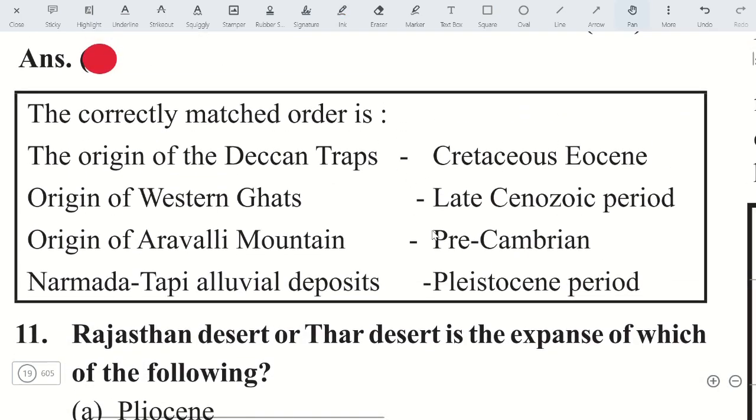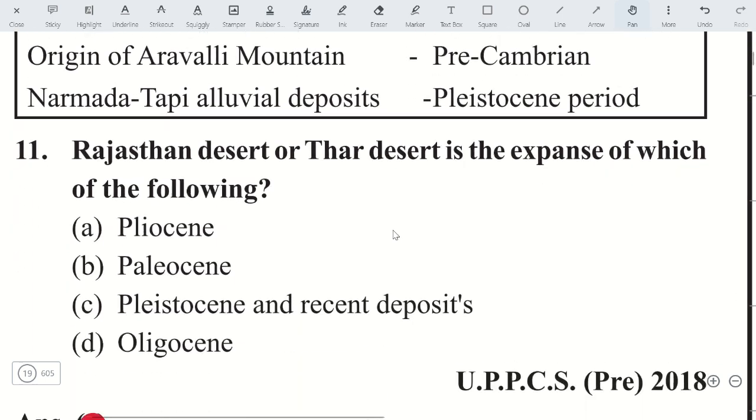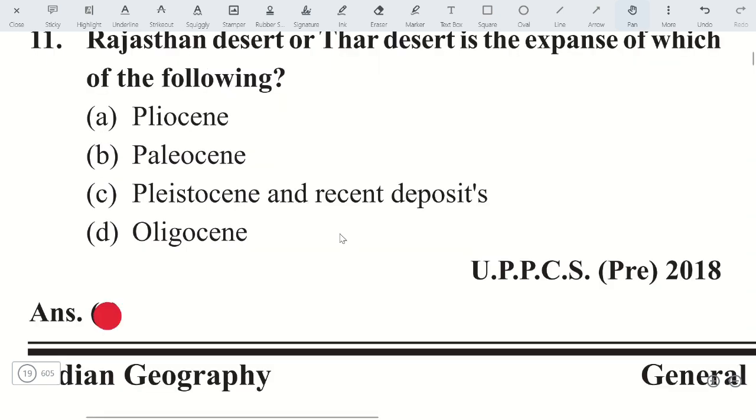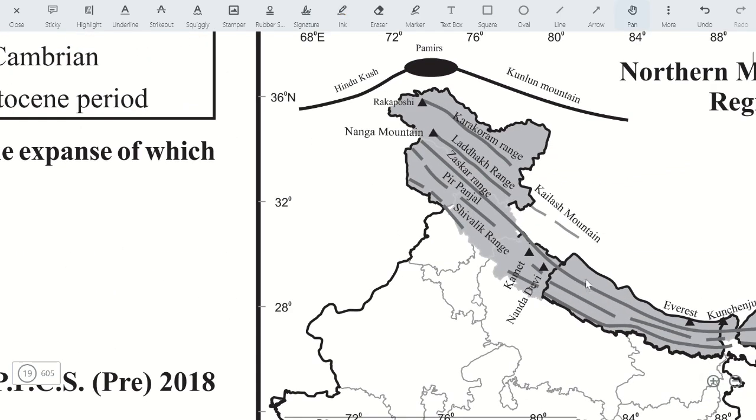See, here is the explanation. You can check out the explanation. Rajasthan desert or Thar desert is the example of which of the following? Pliocene, Paleocene, Pleistocene, recent deposits, Oligocene. C option will be correct. Let's check out the next question.